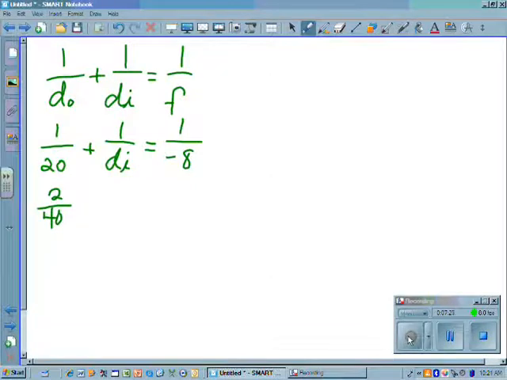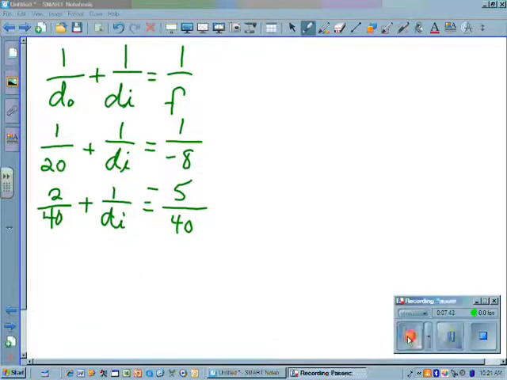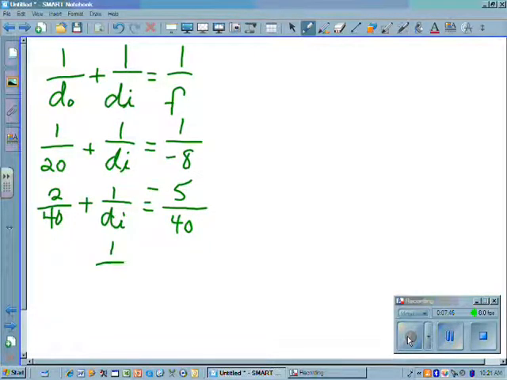2 over 40, because if you multiply the denominator by 2 to get 40, you have to multiply the numerator. And this is going to be 1 over DI. And on the bottom here, I'm going to have a 40. So what's going on top? Hey, Josue? 5. Very good. So Nathan, what's 1 over DI going to end up equaling if you subtract 2 40ths from both sides? -7 over 40. Very good.